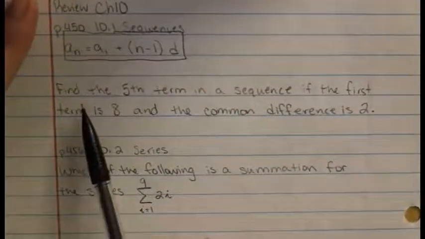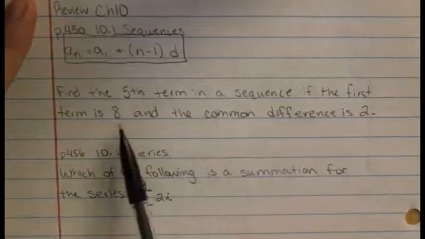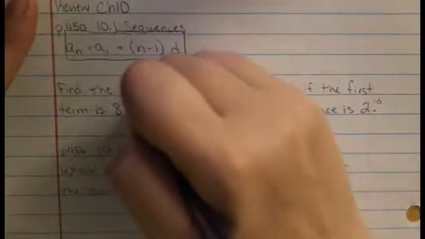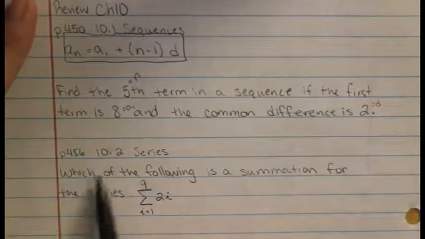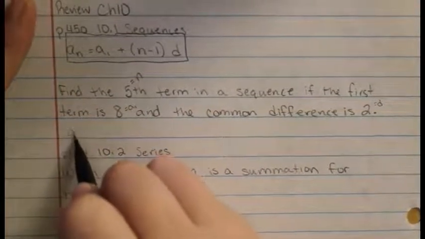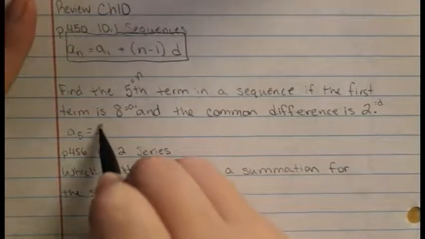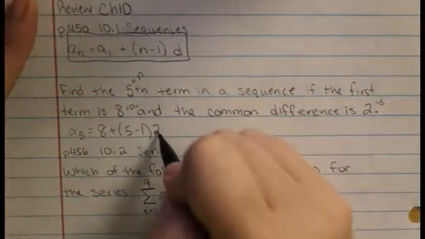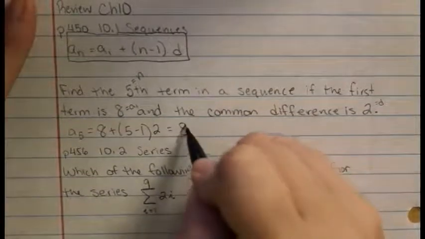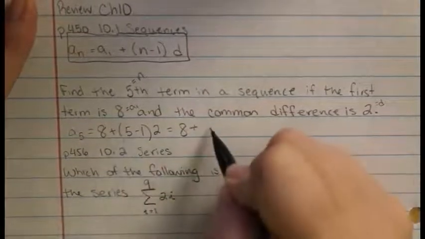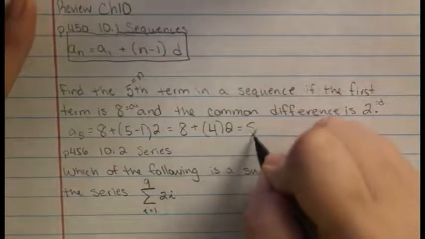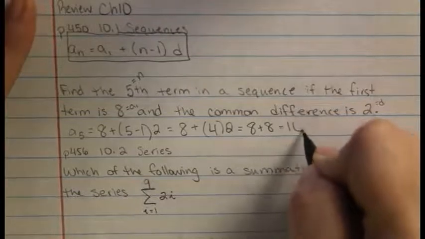So we actually have a question for you. Find the fifth term in a sequence if the first term is 8 and the common difference is 12. So this is our D, this is our N, and this is our A1. I'm going to try and fit it in this little space here. So I've got A to the fifth. So the fifth term is 8 plus 5 minus 1 times 2. So 8 plus 4 times 2, which is 8 plus 8, which is 16.